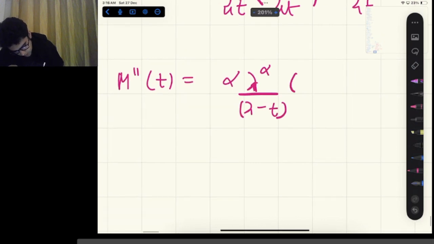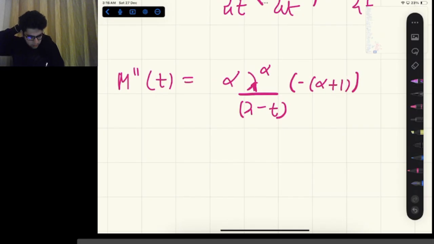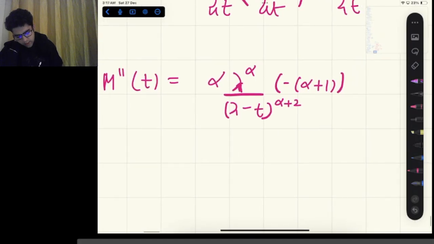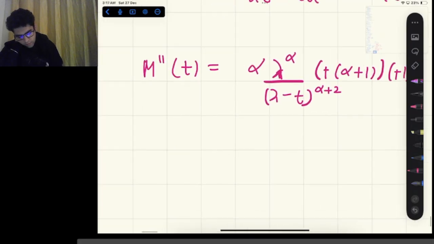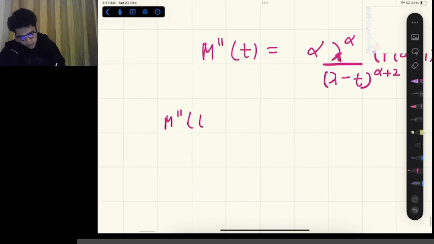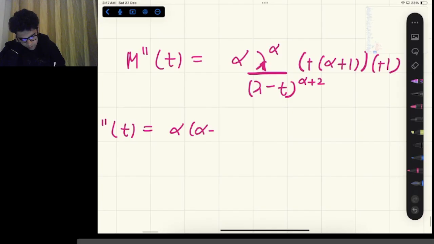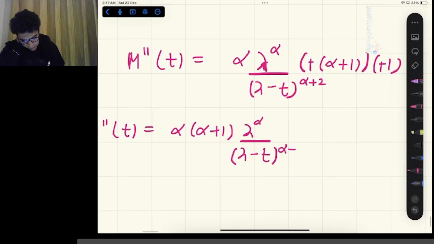Now this becomes minus alpha plus 1, and minus alpha plus 1 minus 1, so this becomes minus alpha minus 1, alpha plus 2, right? And another minus 1 for t. So this finally becomes m double dash t, which becomes alpha times alpha plus 1 times lambda to the power alpha times lambda minus t to the power alpha plus 2.